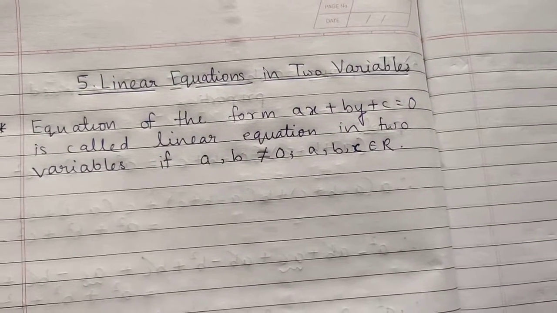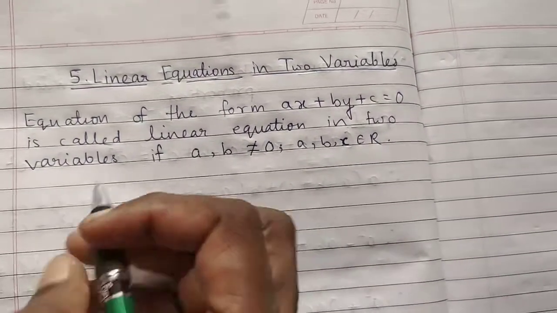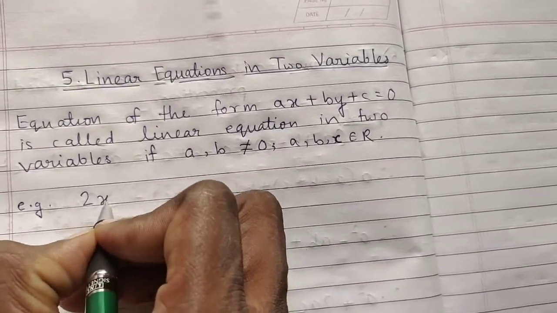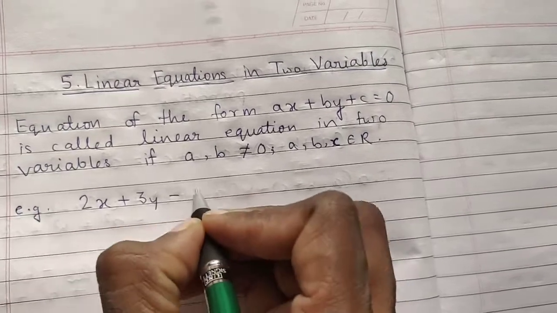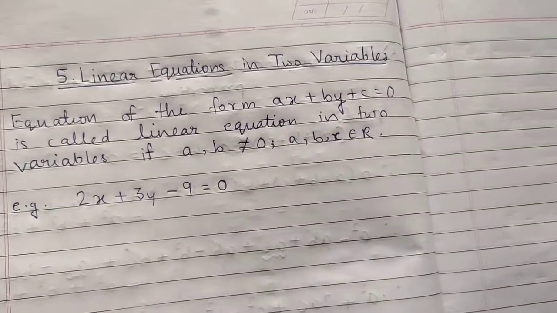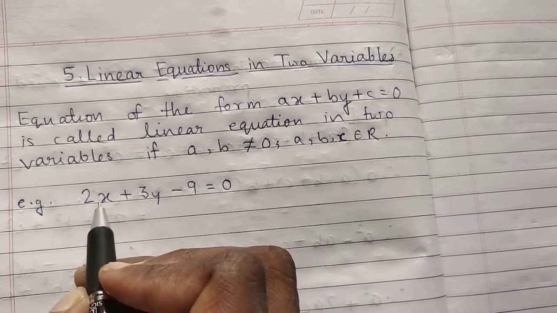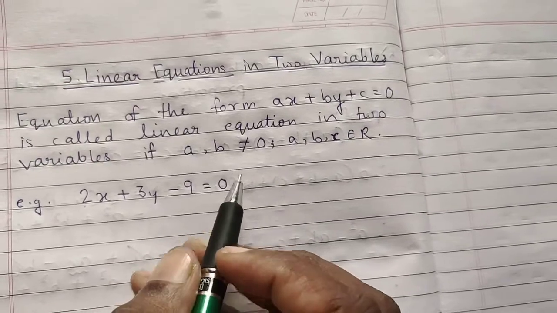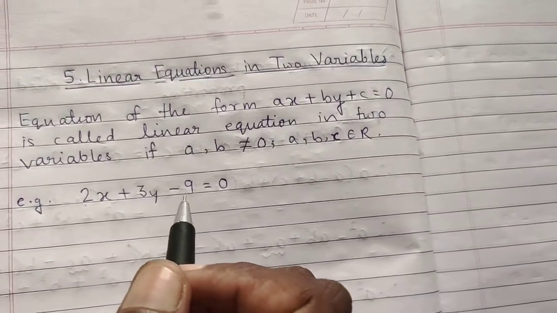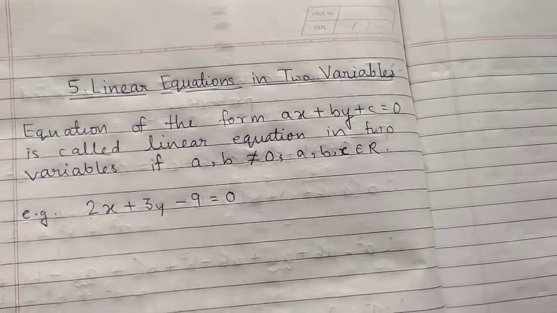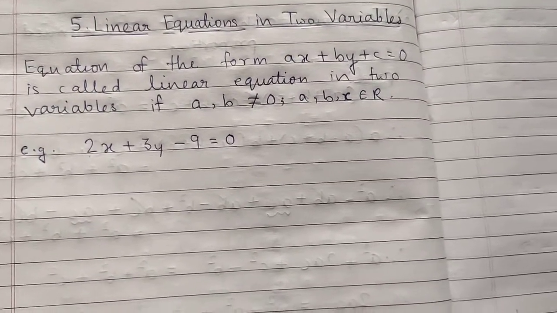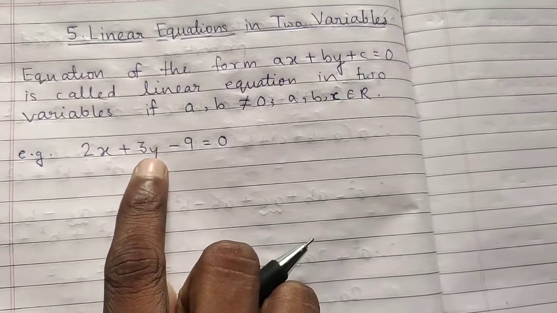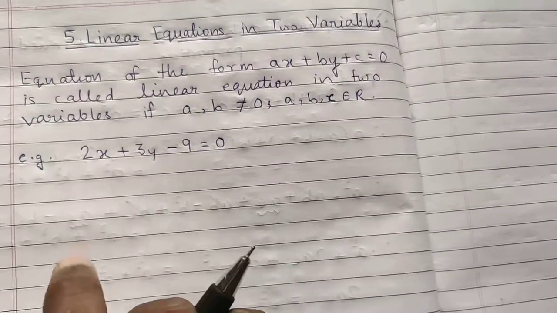Then that forms your linear equation in two variables. Okay, understood now? So let me tell you a few examples. Suppose our equation is 2x plus 3y minus 9 equals 0. Now see, in this equation, in place of a we have written 2, in place of b we have written 3, and in place of c you can see minus 9 is there. So this is a linear equation in two variables x and y. Here our two variables are x and y, whereas a, b, c are 2, 3, minus 9.